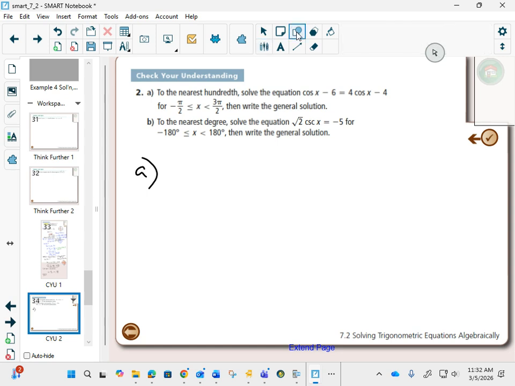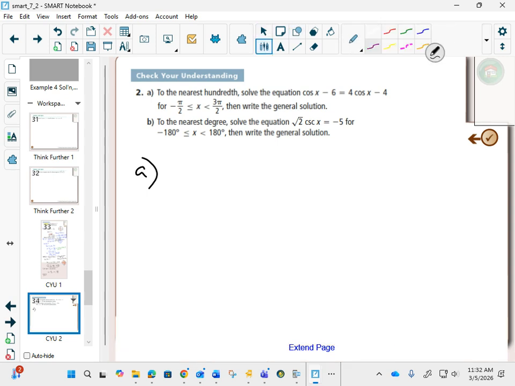Okay, example 2. To the nearest hundredth, now we're in radians. Solve this equation. So again, notice you have some like terms here. We want to solve for x, but these are like terms, these are like terms.